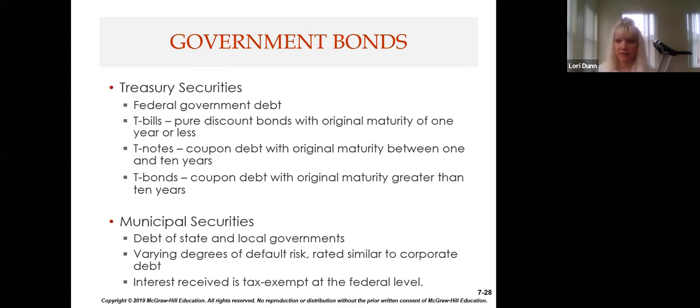There's treasury securities, and this is a heavy bond market. This comprises a lot of the bond market, it's government bonds. So the federal government sells bonds. You might hear them referred to as treasury bills. These are what we call pure discount bonds with an original maturity of 1 year or less. What does this mean? They sell them for one price, which is usually lower than maturity or at a discount, and they pay off a higher price at maturity, or the maturity value.